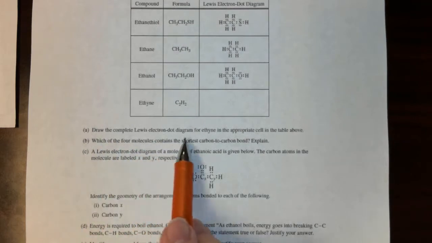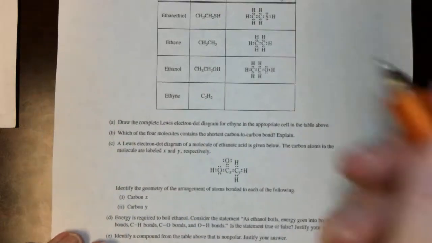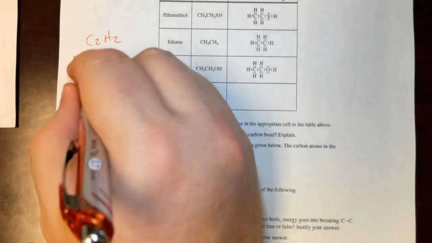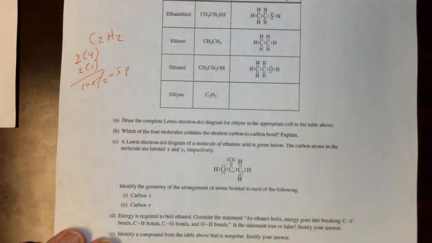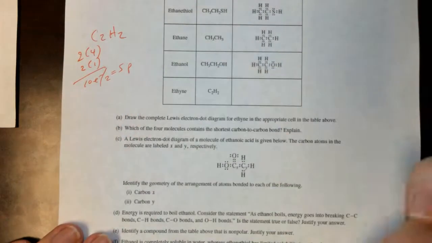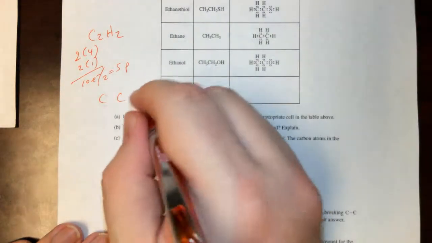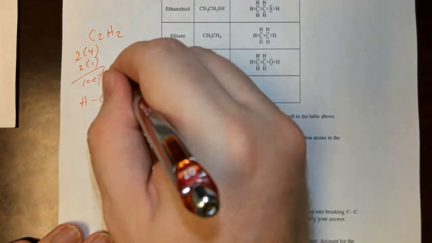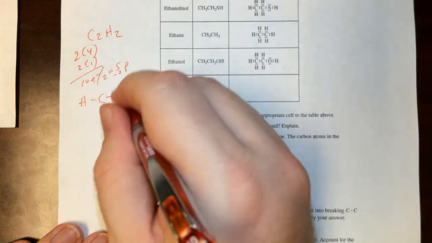Draw the complete Lewis structure. Anyway, ethine. Draw ethine. So C2H2, also called acetylene. 2 times 4, 2 times 1, that's 10 electrons, 5 pair. Alright, so we're going to get carbon, carbon, H and H, 1, 2, 3, and there's only 2 left over. They can't go on the hydrogen, so we're going to pick one of the carbons and fill it up.